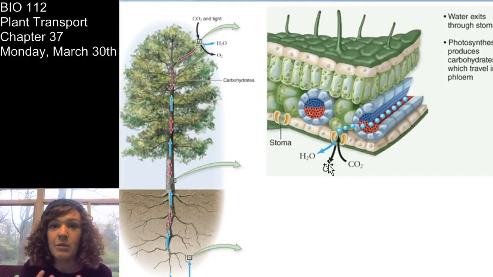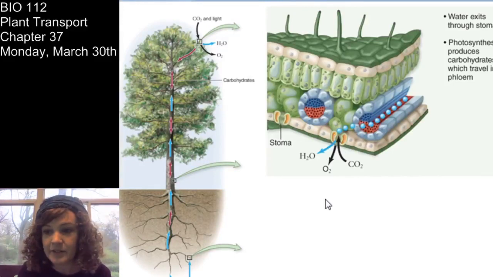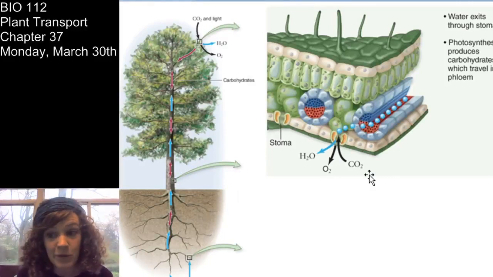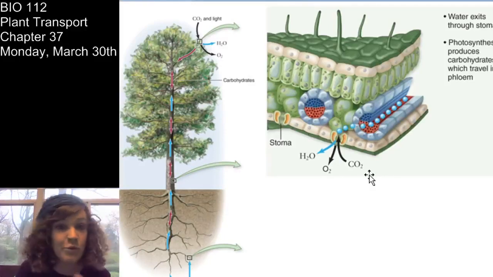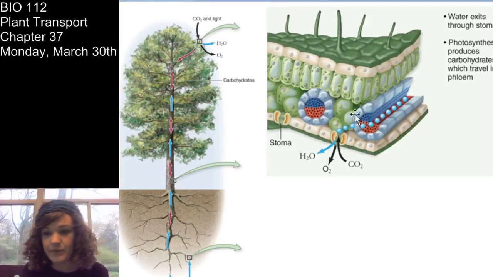The plant needs CO2, but you have a water loss issue, especially in certain environments. So water is going to exit through the stomata, and CO2 is going to come in to be photosynthesized, and that will produce carbohydrates. And those carbohydrates will move through the phloem. So this is just showing you the cross-section of a leaf.